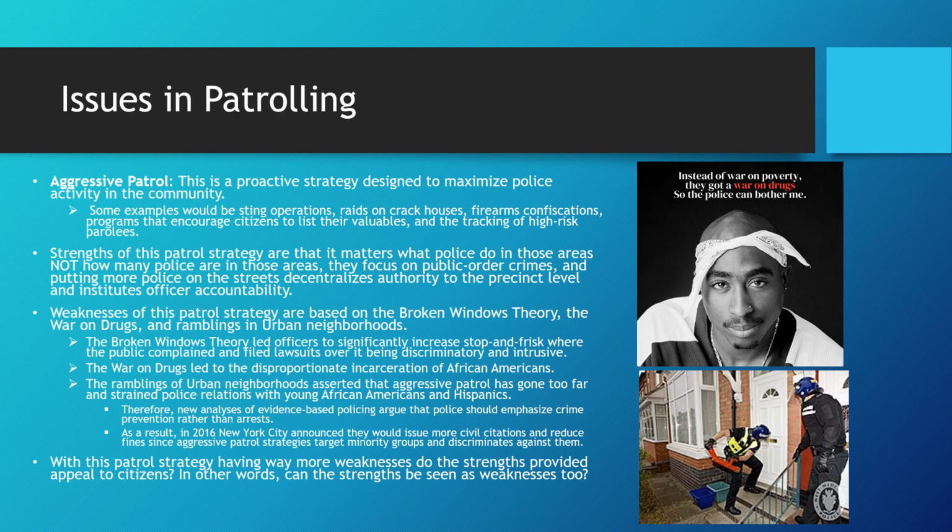Some examples would be sting operations, raids on crack houses, firearm confiscations, programs that encourage citizens to list their valuables, and the tracking of high-risk parolees. Strengths of this strategy are that it matters what police do in those areas, not how many police are in those areas. They focus on public order crimes, and putting more police on the streets decentralizes authority to the precinct level and institutes officer accountability.